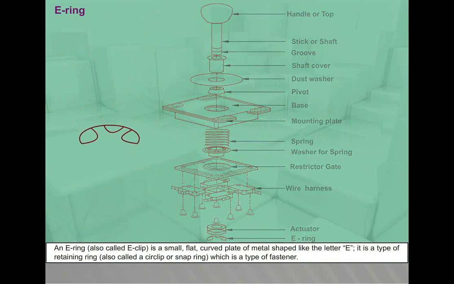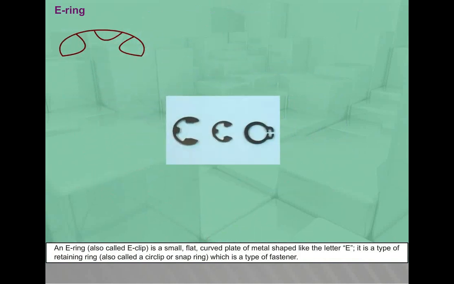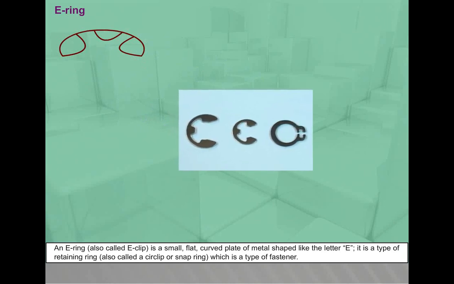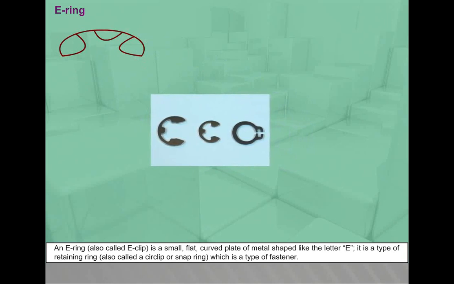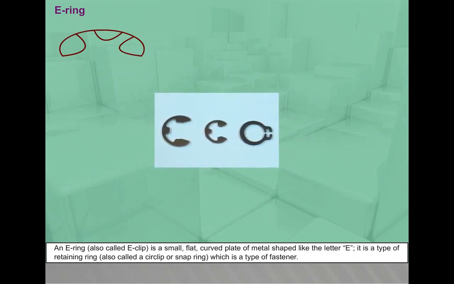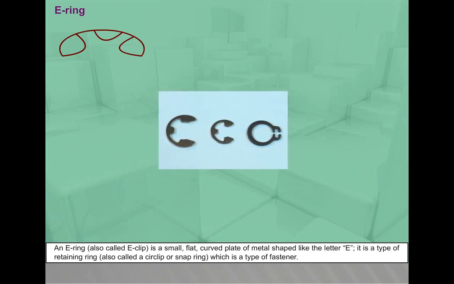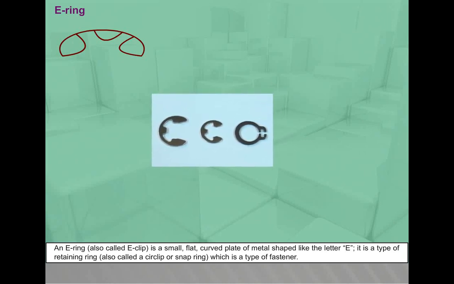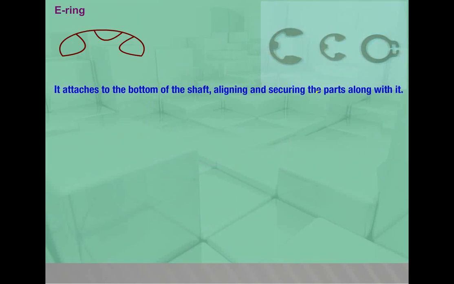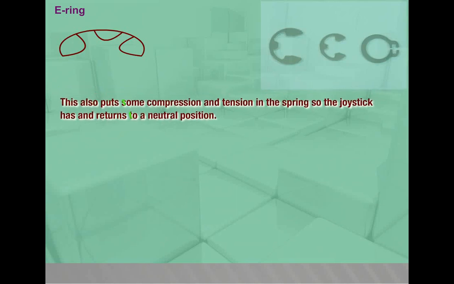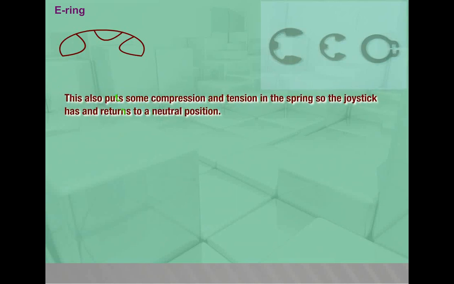E-ring: an E-ring, also called E-clip, is a small, flat, curved plate of metal shaped like the letter E. It is a type of retaining ring, also called a circlip or snap ring, which is a type of fastener. It attaches to the bottom of the shaft, aligning and securing the parts along with it. This also puts some compression and tension in the spring, so the joystick returns to a neutral position.